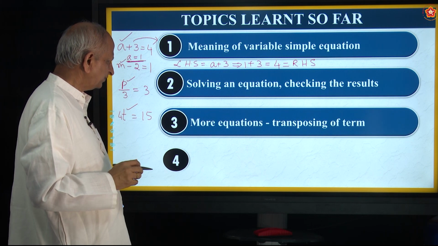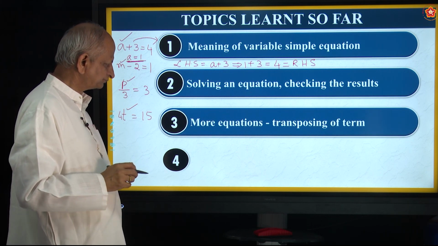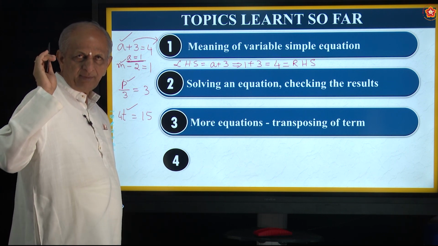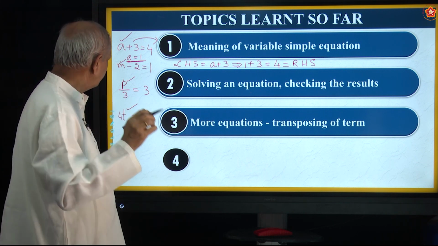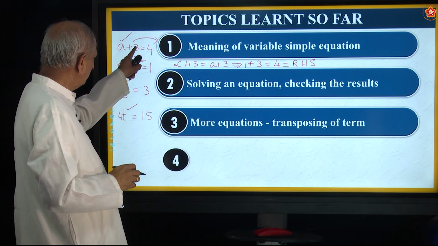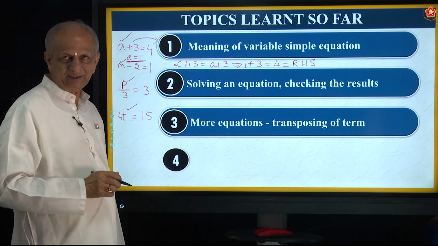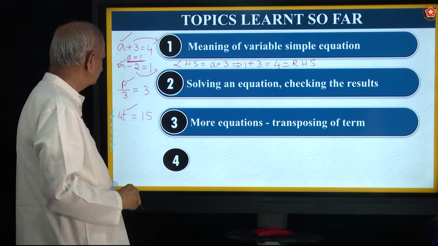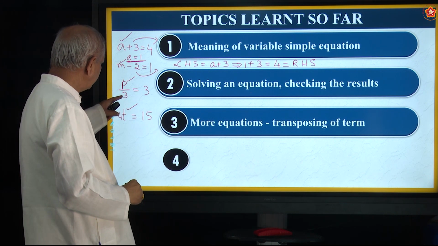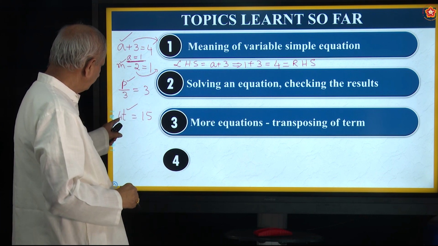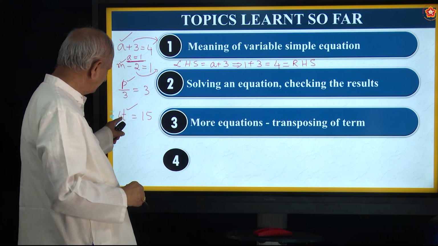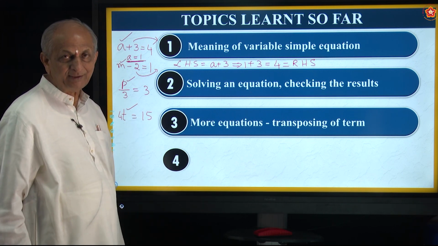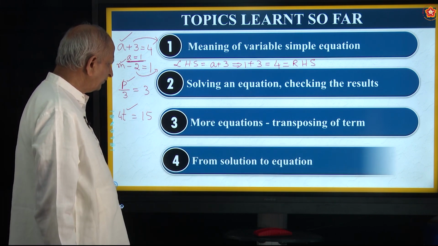Then more equations, transposing of terms. So the solution of an equation can be found by transposing terms, meaning plus 3 transposed to the right side becomes minus 3. Similarly, minus 2 transposed to the right side becomes plus 2. And p divided by 3 becomes into 3. 4 t is multiplied by 4, so it becomes divided by 4. So that is how it is done. That is called transposing.